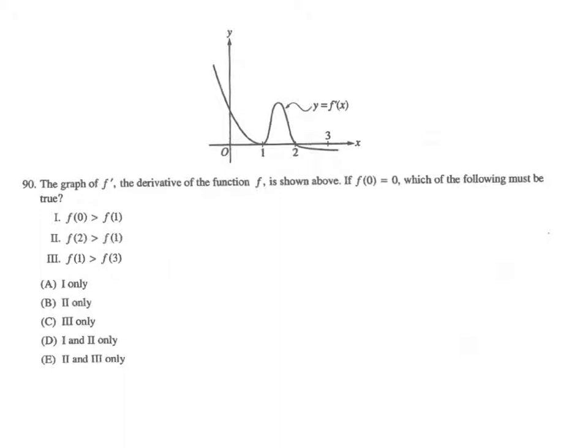All right, what's going on here? So you're given the graph of f prime, the derivative of a function f is shown above, and f of 0 equals 0, which of the following must be true? All right, so let's see. Let's think about what happened on f.